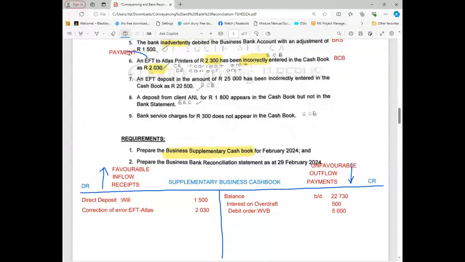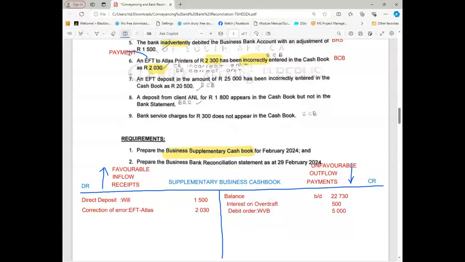But how can I cancel it? Because before it was recorded on the credit side, I'll record it on the debit side to cancel. So it is like we corrected the error. Does that make sense? After correcting the error, now we do the right thing. We come and record 2,300. Under which side must I record that 2,300? Because it's money going out, it must go on the credit, the unfavorable side.